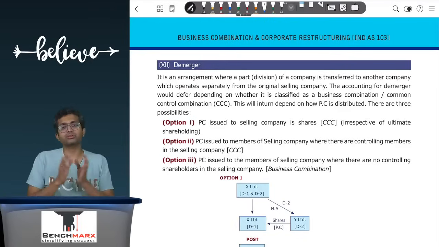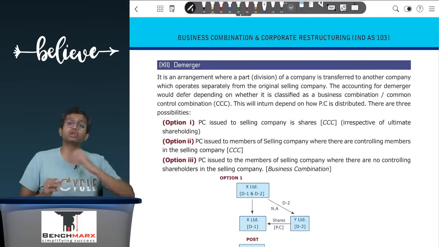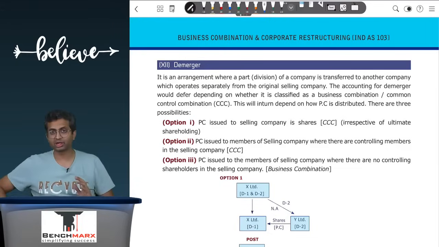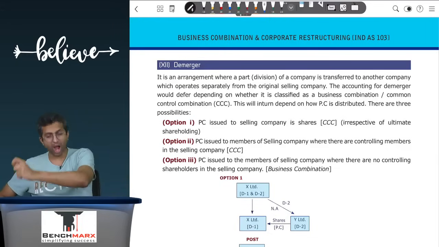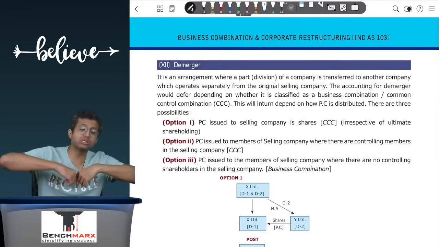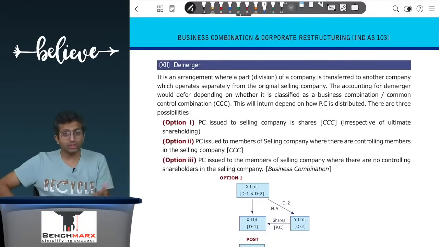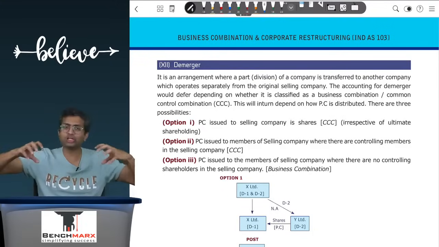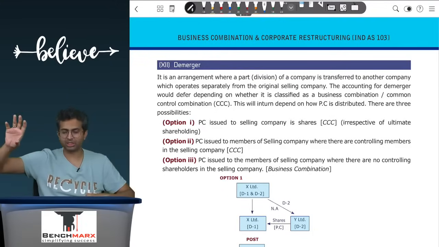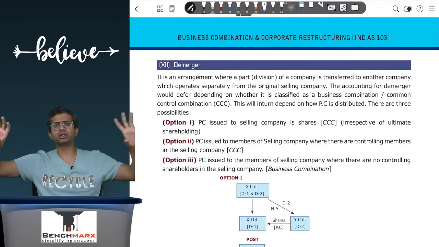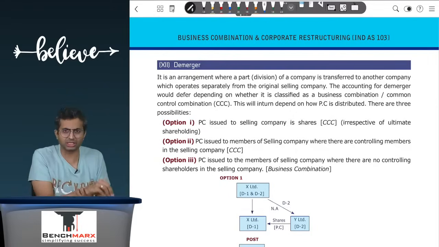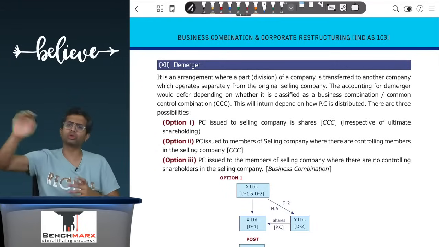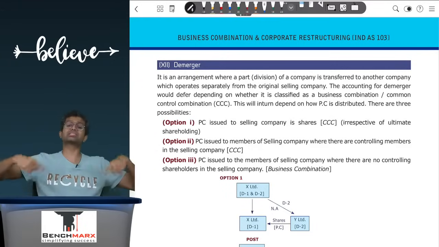Sometimes it may be agreed that shares are distributed to the owners of the selling company, in which case again D2 will be transferred to Y. Y, let us say, will issue shares to X, and X will distribute those shares to the owners, in which case D2 is now controlled by Y Limited and D1 is controlled by X Limited. But if there is a controlling shareholder in X Limited, that same controlling shareholder will also be the controlling shareholder of Y Limited, in which case there is still a common control.